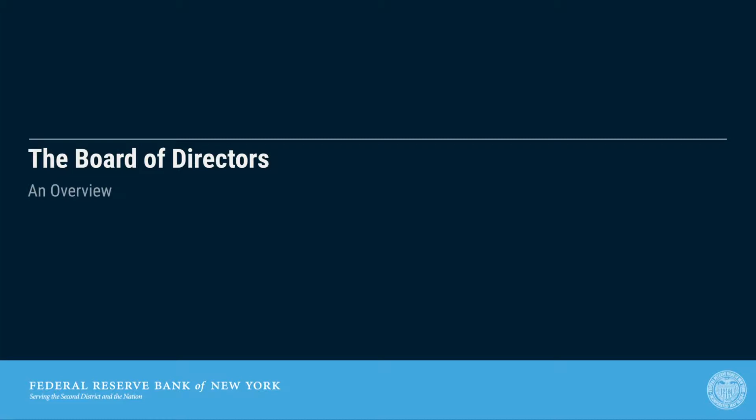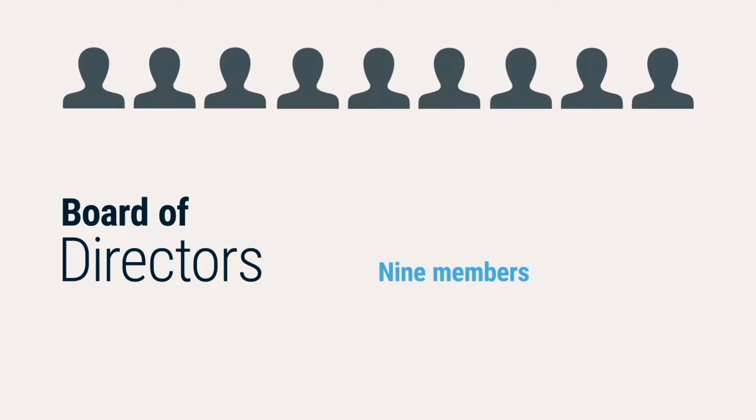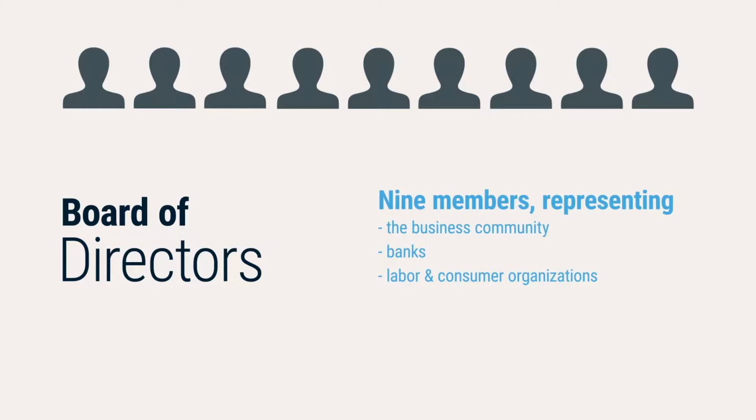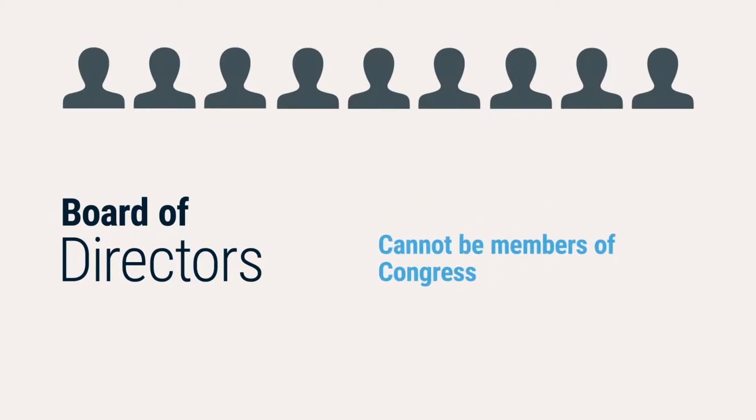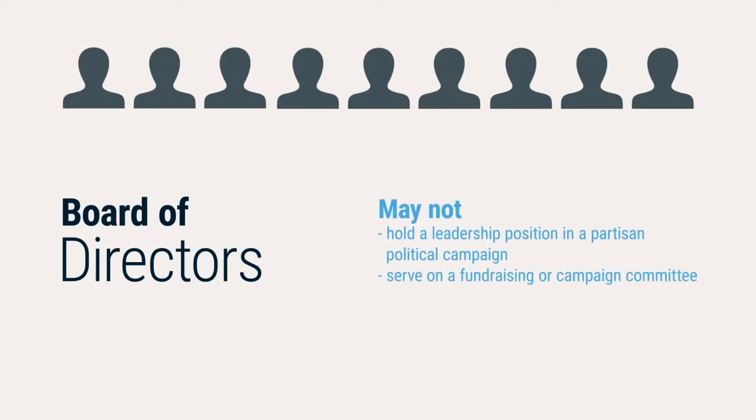Critical to the New York Fed's governance structure is its board of directors. The board is composed of 9 members and includes representatives from the business community, banks, and labor and consumer organizations. Directors cannot be members of Congress and may not participate in certain partisan political activities such as holding a leadership position in a partisan political campaign or serving on a fundraising or campaign committee.